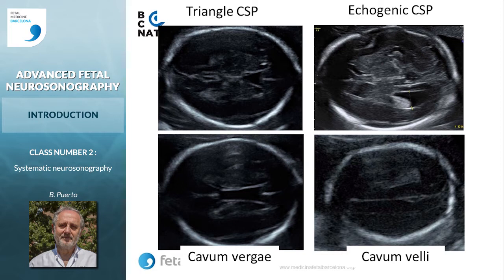In another case, we see an echogenic cavum septum pellucidum, and sometimes we can also find an echogenic central image that corresponds to cavum velum interpositum. This is sometimes a reason to refer a patient to neurosonography, thinking it is an interhemispheric cyst, when in reality it is cavum velum interpositum.